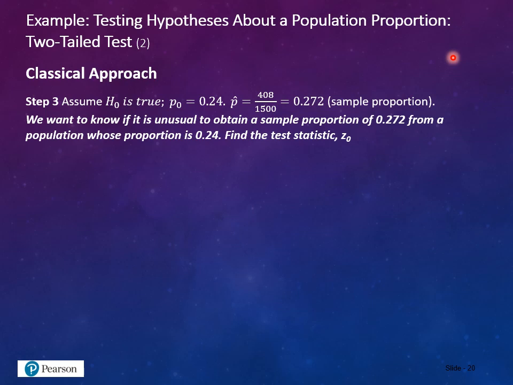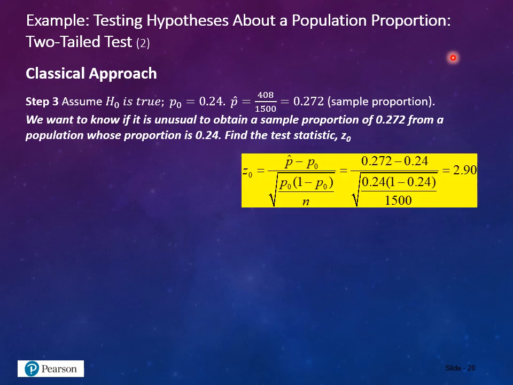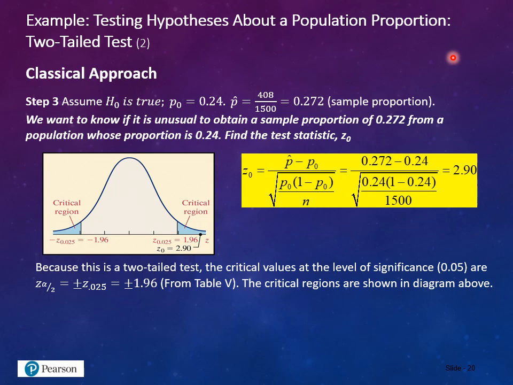Okay, so the first thing we need to do, using the classical approach, is to find the test statistic. Okay, and remember, this is our sample proportion minus our assumed population proportion, divided by the standard deviation of that population proportion. And in this we get a z-score, a test statistic, of 2.90. Because this is a two-tailed test, we're looking for scores that are above 2.90 or below negative 2.90.